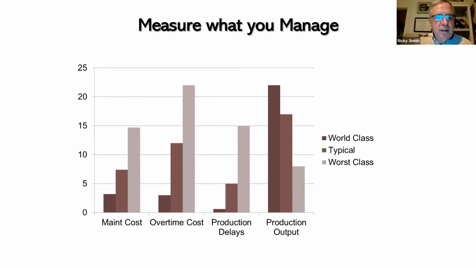The overtime is low. Production delays are low. Production output is high. This is what you see every time. That makes sense? Because in the other case, the maintenance cost is high, overtime cost is high, production delays are high, and production output is low.